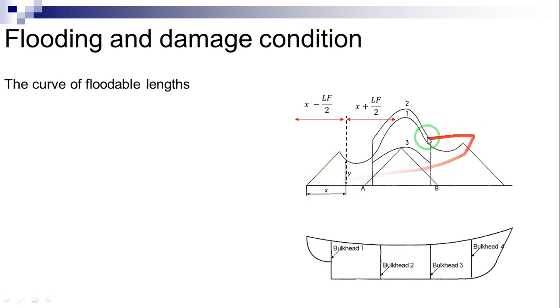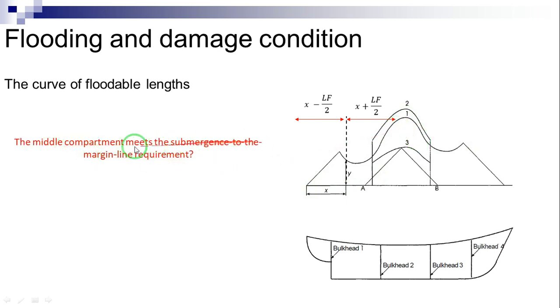Now let us check if the middle compartment meets the submergence to the margin line requirement. Counting from aft forward, we talk about the compartment limited by the second and the third bulkhead. Let us assume that this is a machinery compartment with permeability mu equals 0.85. Therefore, within the limits of this compartment, we can increase the floodable length by dividing it by 0.85. The resulting curve is marked 2.